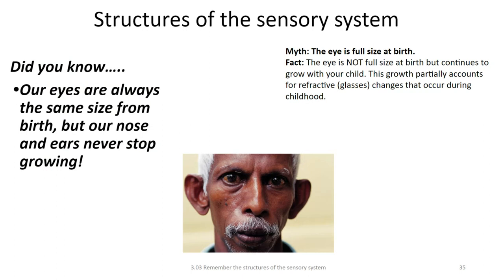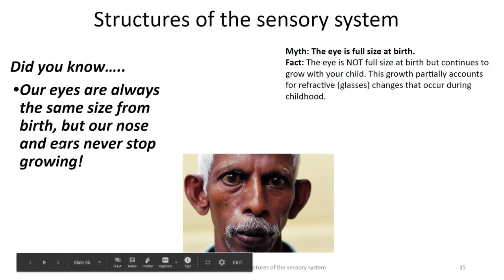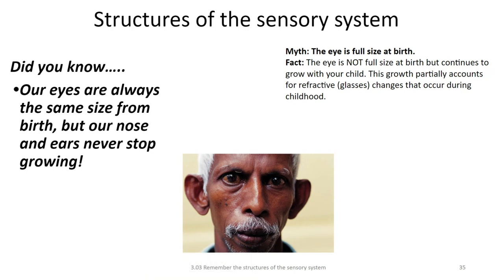All right, weird things. When your curriculum first gave me this PowerPoint, it was super wrong. I left this in here to tell you how super wrong it was. So it says our eyes are always the same size from birth, but our nose and ears never stop growing. Literally, both of those are false. Your eyes absolutely still grow. Can you imagine a baby with human-sized eyeballs? I wouldn't even fit. That's stupid, guys.